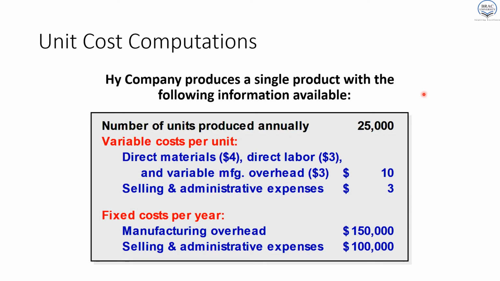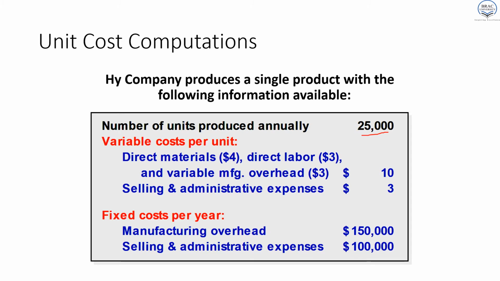Now let's look at our case. As always, I prepare a case for illustration purposes. In this case, we have a company, short name HY. They produce a single product, and they have some information for us. The number of units produced annually is 25,000. This is the total unit production that they have.